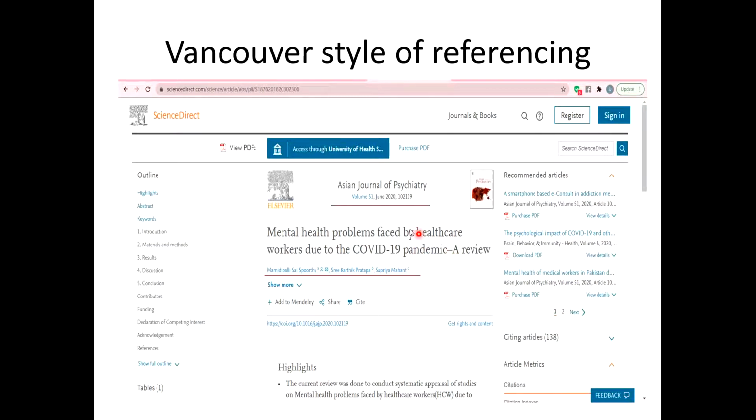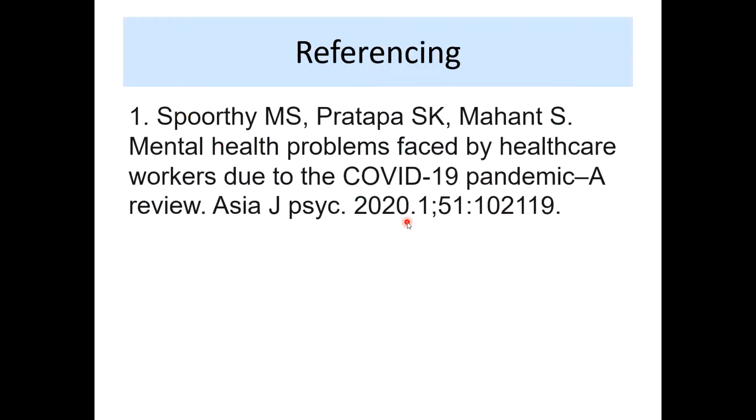Then you will write where it has been published, when it was published, what was the volume number, what was the issue number, and what is the page number. So let me give you an example.